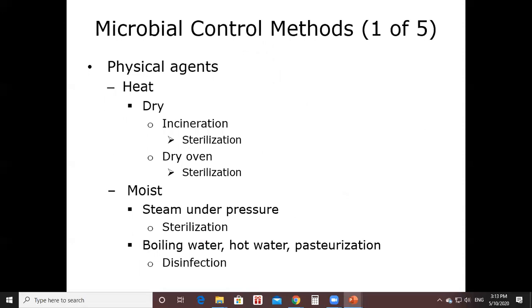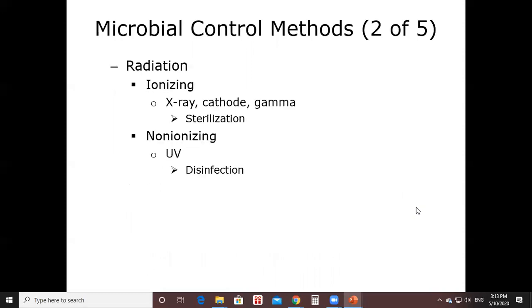Some of the methods that we have are physical agents. With heat, we have dry heat, like incineration. With incineration, we can actually achieve sterilization. You have dry ovens, which can achieve sterilization. Once again, we'll go over these more in depth as we go further along. Then you have moist physical heat, which is steam under pressure. You can achieve sterilization. You have boiling water, hot air, and pasteurization. You actually achieve disinfection and not necessarily sterilization. We'll go through the definitions of those in the next few slides as well.